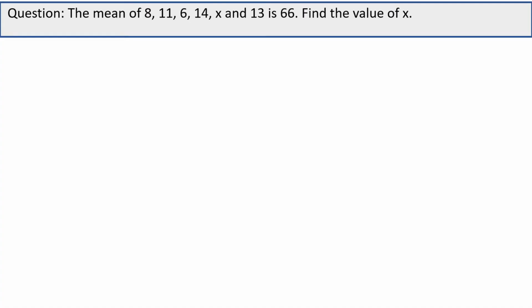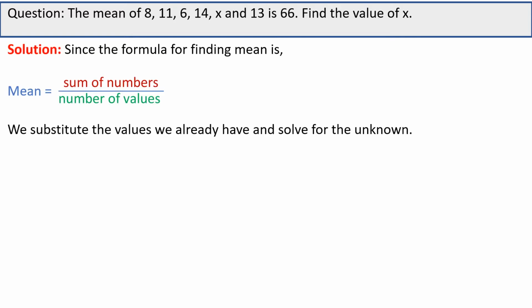So in this question here, it says the mean of 8, 11, 6, 14, x and 13 is 66. Find the value of x. This is a very common type of question that we may get. So this is how we would work it out. Now since the formula for finding mean is this, which is mean is equal to the sum of numbers divided by the number of values, we could substitute the values we already have and solve for the unknown.